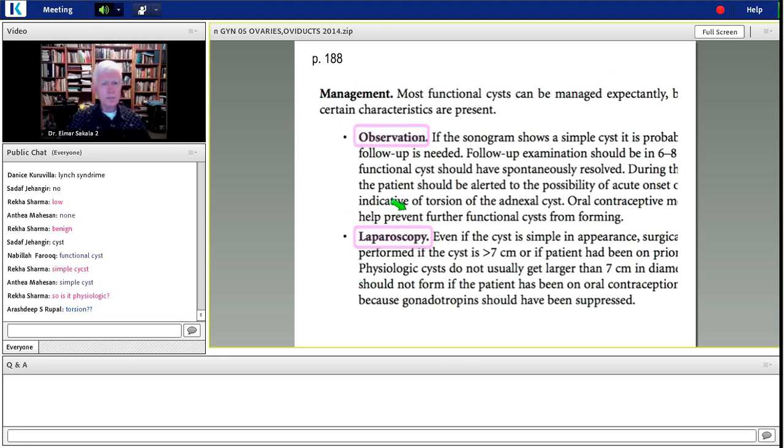If it is a simple cyst, without calcifications, without septations, it's most likely functional and it can be managed expectantly. Observation, wait for 6 to 8 weeks. If it's still there, then you need to take it out laparoscopically.